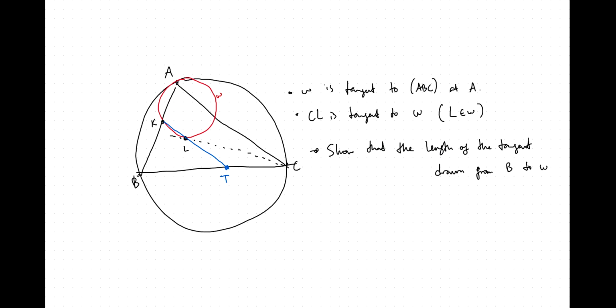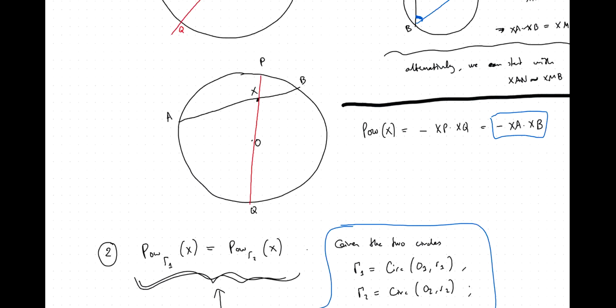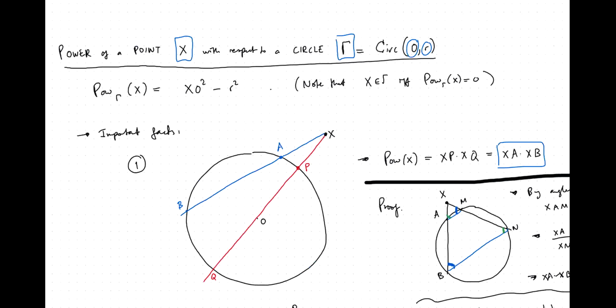When you draw a tangent line from B to omega, the distance from B to the tangent point, you can draw it from here or from here. You know that they are equal, right? So it's in fact good to draw this on our previous page, when we discussed the very first fact about powers.